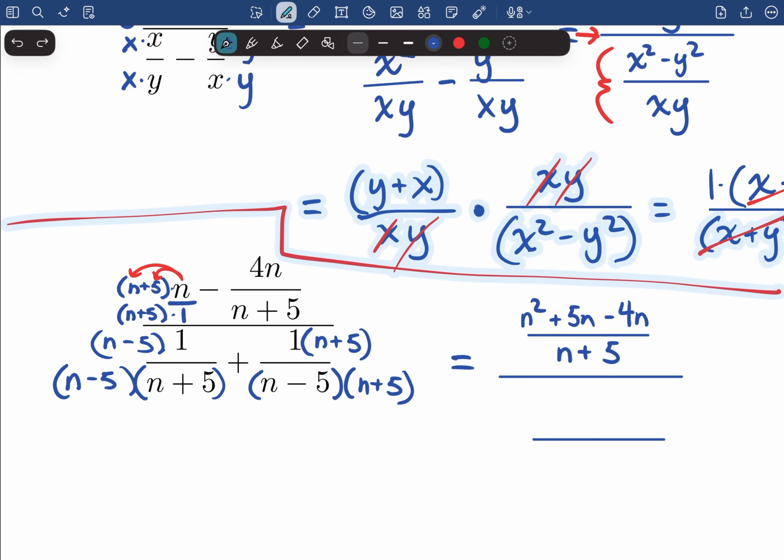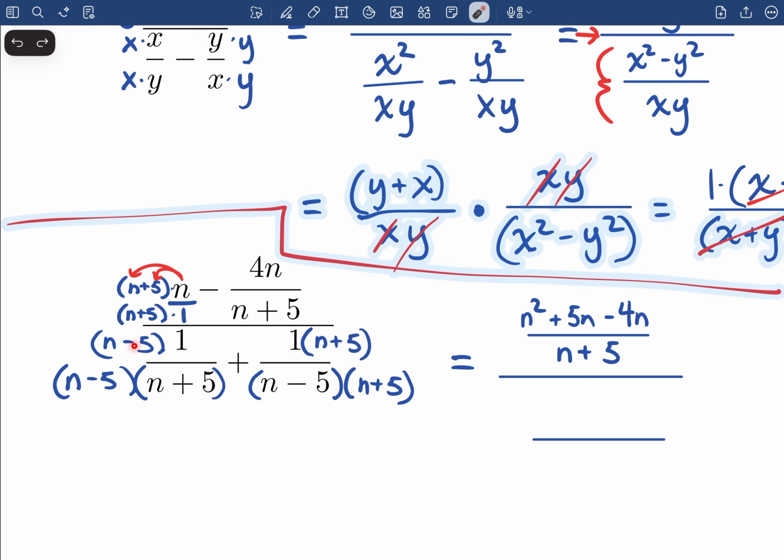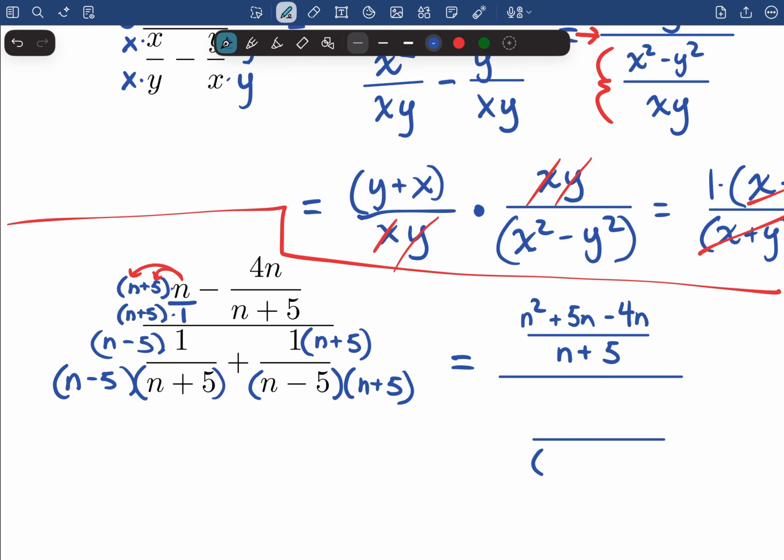Let's go ahead and look at the denominator. Right, so I'm looking down here now, and I've got a common denominator of n minus 5 times n plus 5. That's my common denominator. I could write that right now if I want to. And let's clean up the numerators. So this 1 distributes into n and negative 5. So 1 times n is n, 1 times negative 5 is negative 5.